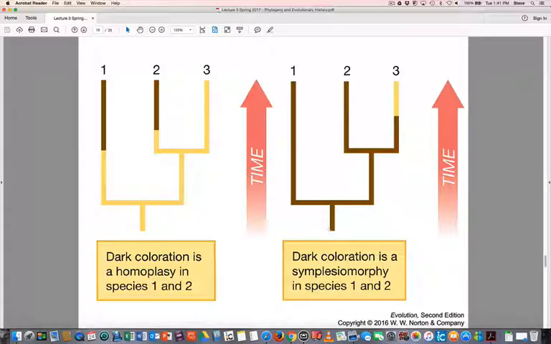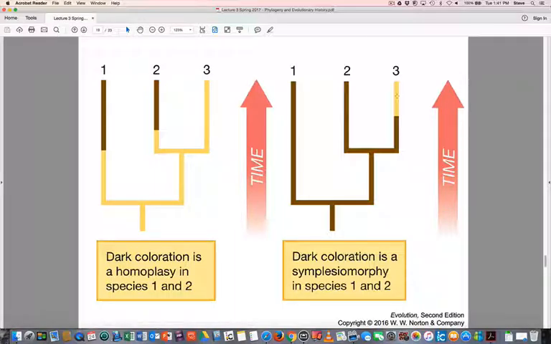Here's an alternative. You could also map the character change so that dark coloration is in the ancestral group, and this is what's called a symplesiomorphy, in that 1 and 2 share this in common because they inherited it from a deep ancestral node. It's called a shared ancestral characteristic. Then the yellow coloration arose on the lineage leading to 3. So those are the different ways you can map these traits, depending on how species 1, 2, and 3 are depicted on a phylogenetic tree.